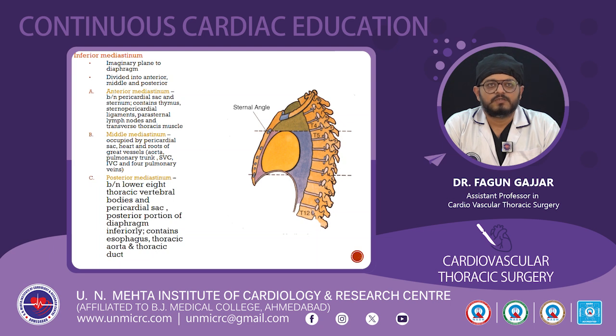The anterior mediastinum is lying between the pericardial sac and the sternum. It contains the thymus, sternopericardial ligaments, parasternal lymph nodes, and the transversus thoracis muscle. The middle mediastinum is occupied by the pericardial sac, heart, and roots of the great vessels, and the posterior mediastinum is lying between the lower 8 thoracic vertebral bodies and the pericardial sac, posterior to the diaphragm inferiorly. It contains the esophagus, thoracic aorta, and the thoracic duct.